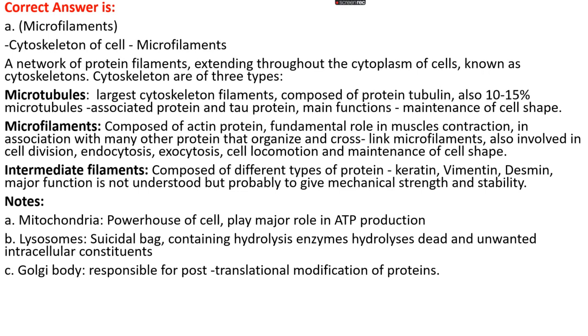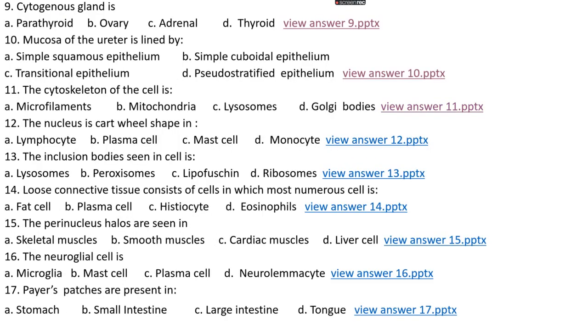Note that mitochondria, also known as the powerhouse of cells, play a major role in ATP production. Lysosomes, known as suicidal bags, contain hydrolytic enzymes that hydrolyze dead and unwanted intracellular constituents, and the Golgi body is responsible for post-translational modification of proteins.